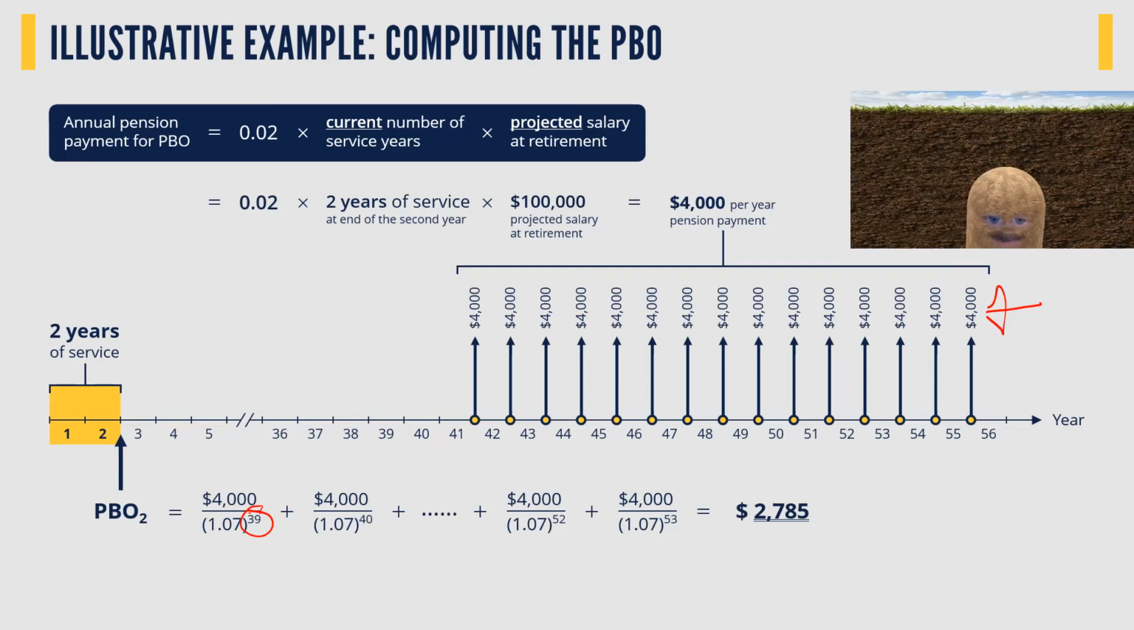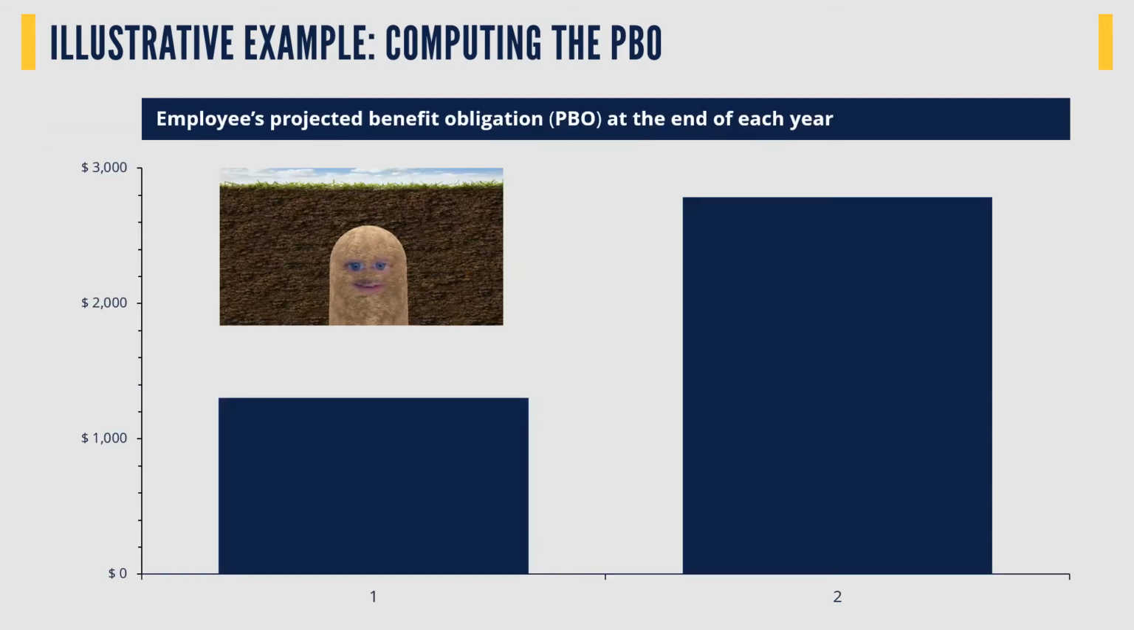This is what the company will do every year that this employee works for them until they retire. And so let's see what that looks like graphically. Not that interesting. This is the 2,700 that we just calculated, and this is the 1,300 that we calculated in year one. So this is the employee's projected benefit obligation at the end of each year.